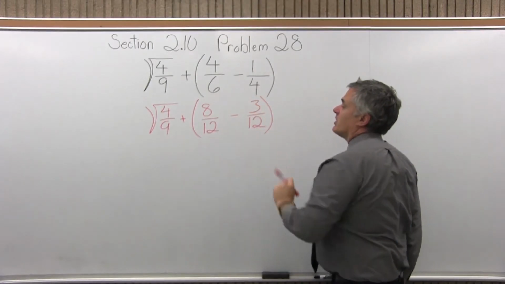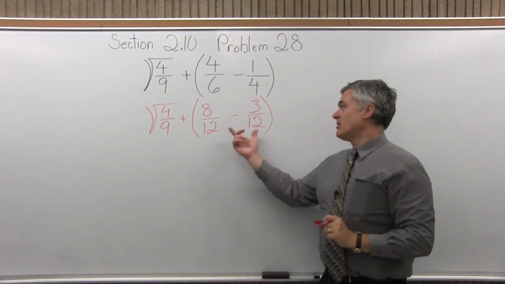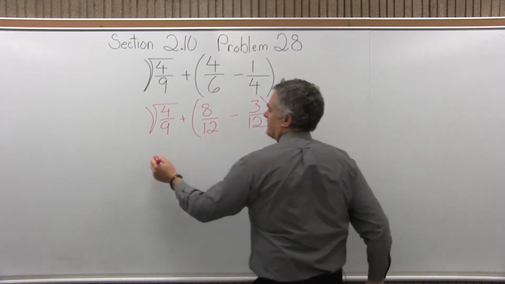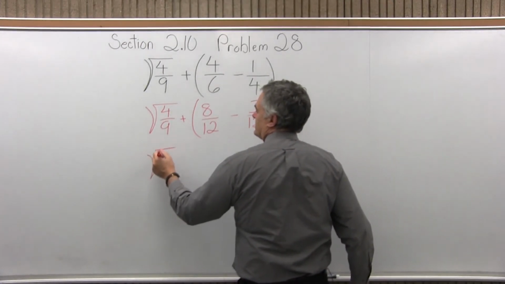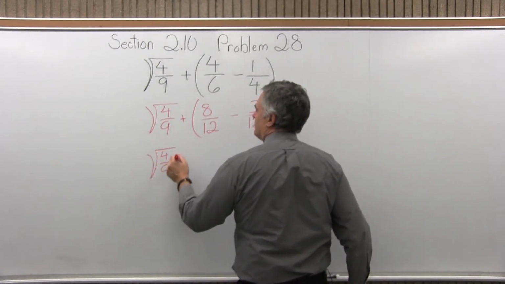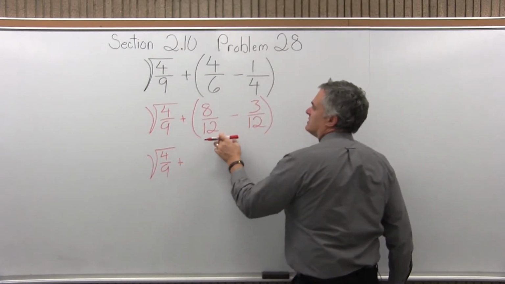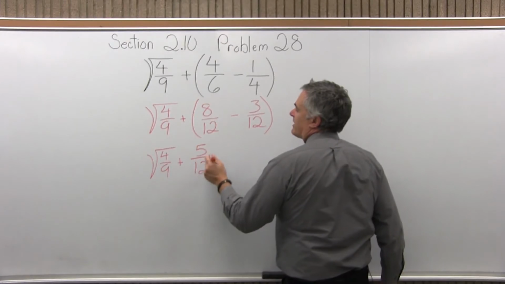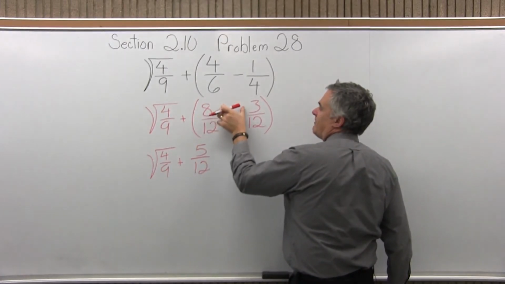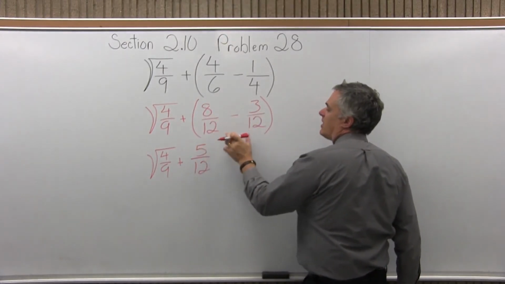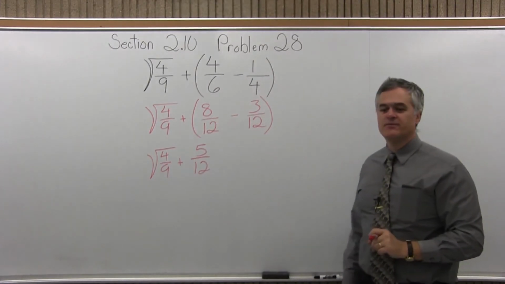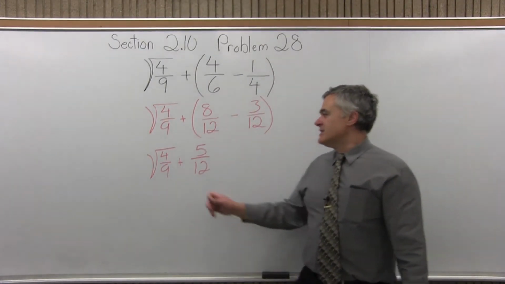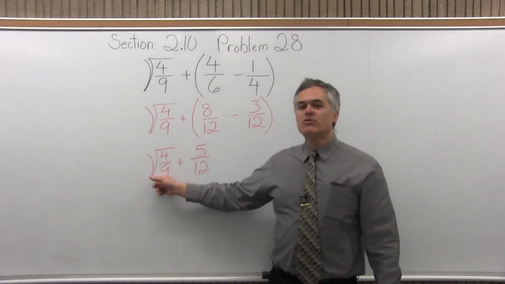Now I can finish my work in parentheses. I have common denominators. I can do the subtraction. So I will have 4 over 9 plus the work in the parentheses winds up becoming 5 over 12. And that comes from combining the numerators. 8 minus 3 is 5, and you keep the common denominator the same. It was 12.